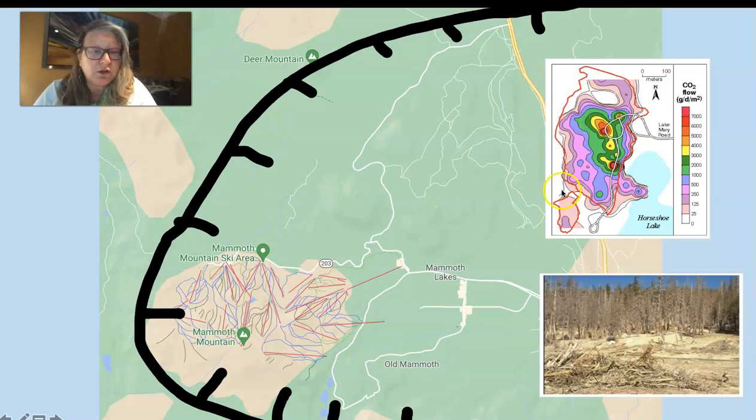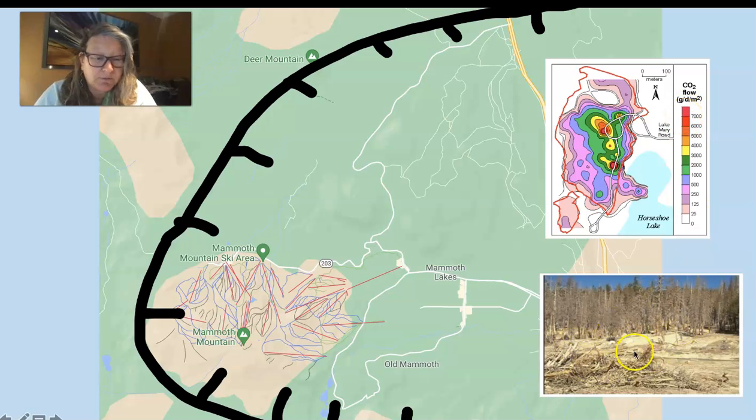The figure right here is showing a region called Horseshoe Lake, which is just a bit south of the map I have here. And it's showing the carbon dioxide flow measured out of the ground in grams per day per meter squared. And basically, the farther you go up on the color chart, the more carbon dioxide is coming out of the ground. And normal levels are around 0 to 25. And so that's kind of the white area. And so you can see that the amount of carbon dioxide coming out went way up, over 7,000.